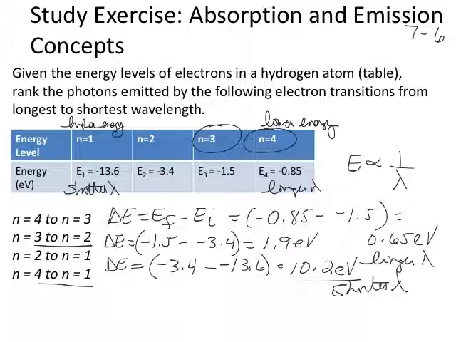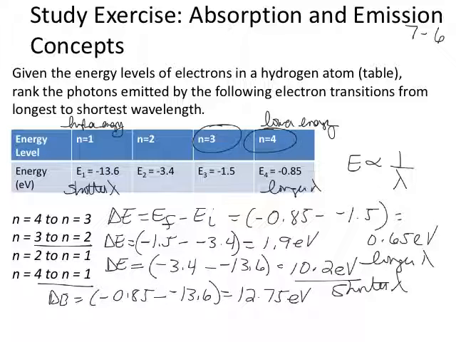4 to 1, this should probably be your highest, right? So your delta E from 4 is going to be negative 0.85 minus negative 13.6. When you work that math, you see that's 12.75 eV. That is going to be your shortest wavelength. So the emission spectra that comes off when your electron relaxes from an orbital of n of 4 to an orbital of n of 1, it's going to have the most energy associated with it and therefore the shorter wavelength.